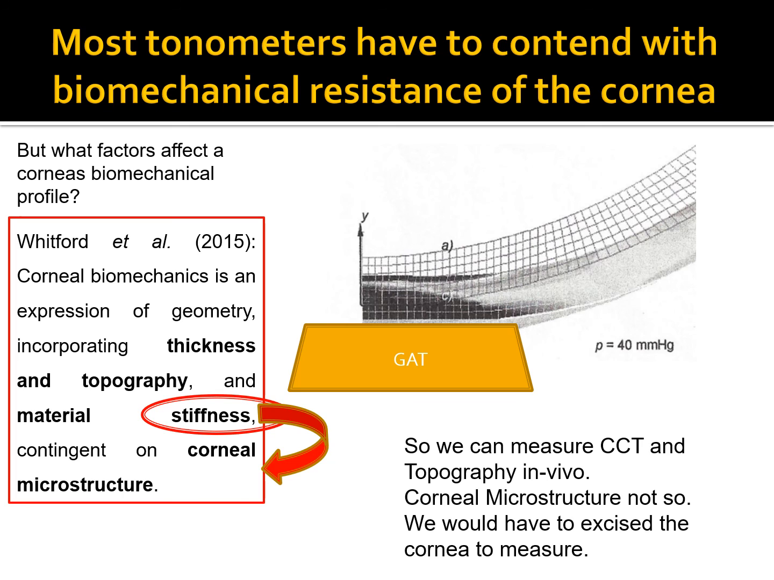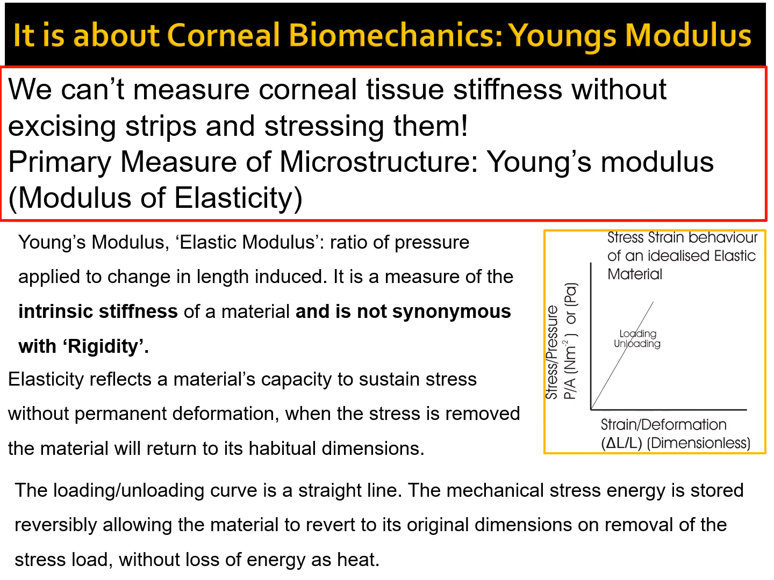So while we can measure topography and CCT in vivo, corneal microstructure we can't do. We would have to excise the cornea to measure the stiffness. So that's why CCT is almost by default, well, it is the only thing that we can really measure. Well, theoretically. So as we already said, we can't measure corneal tissue stiffness without excising strips and stressing.